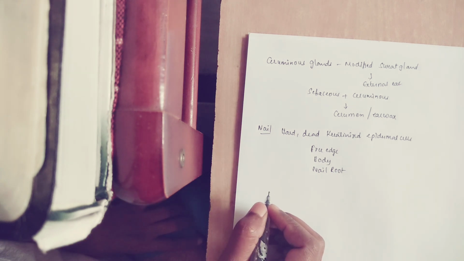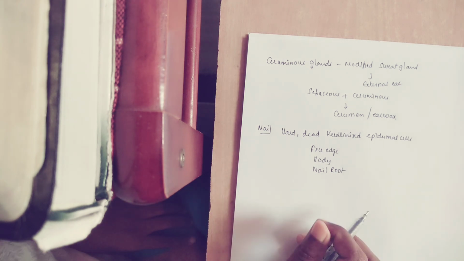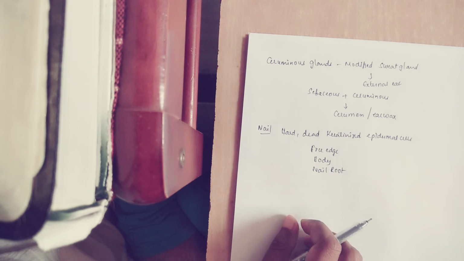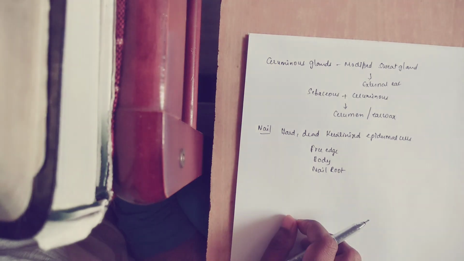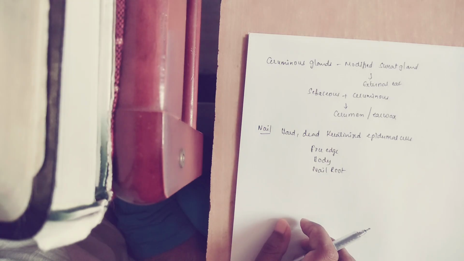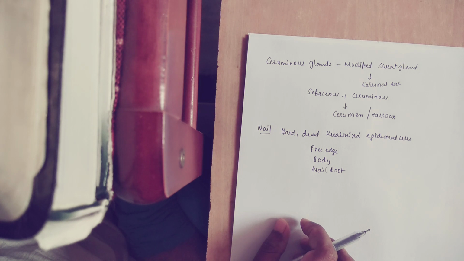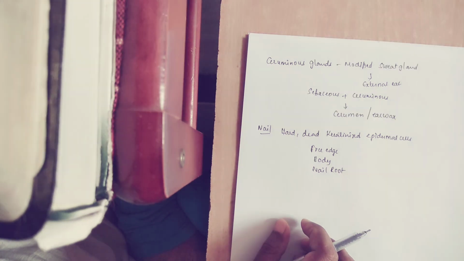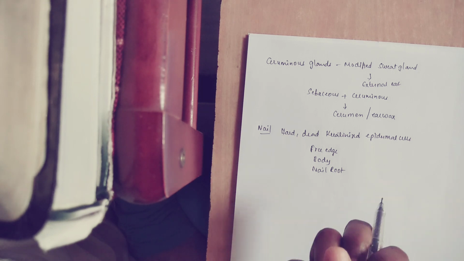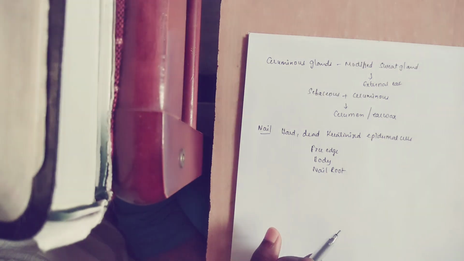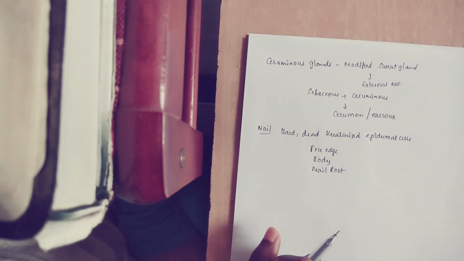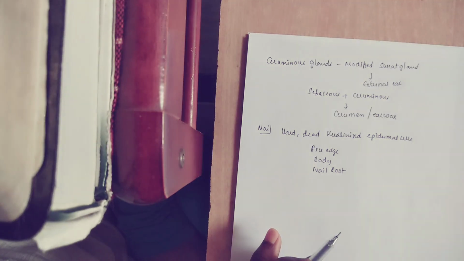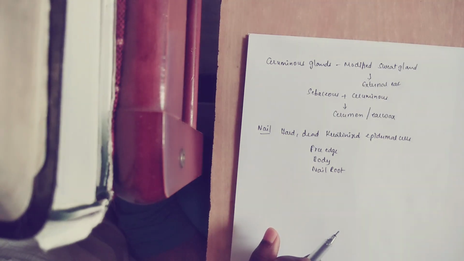Clear? Next, what is the main use of these nails? They help to grasp and manipulate small objects, and protect against trauma to the ends of the digits. Grasping means to pick up objects. So, grasping as well as manipulating the objects, and protecting against trauma to the ends of the digits.